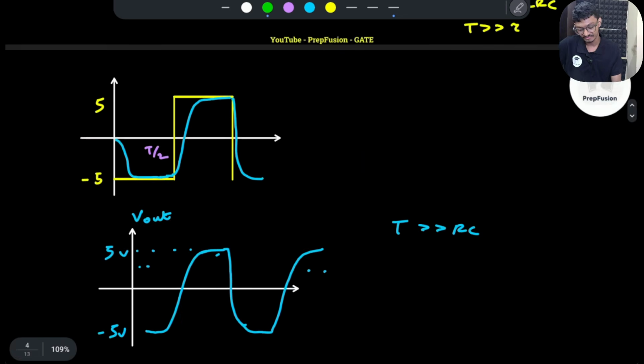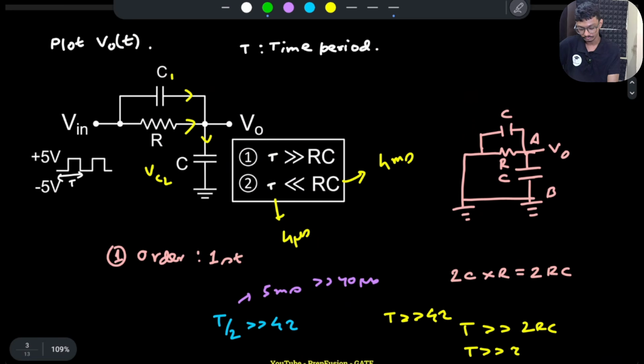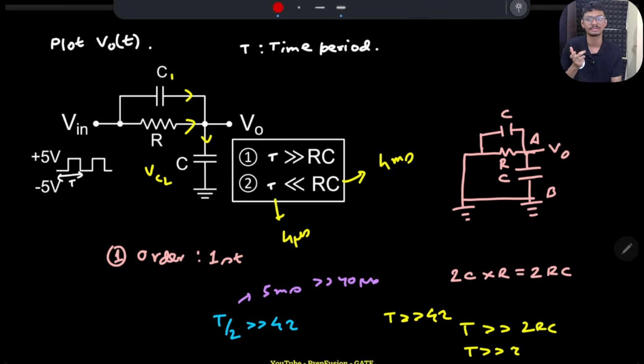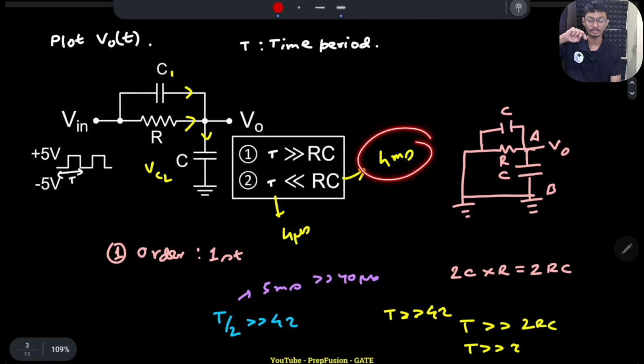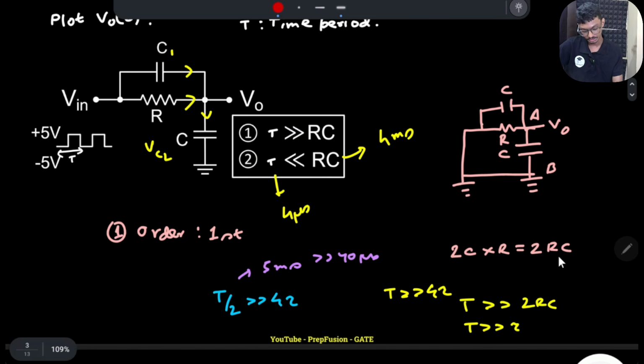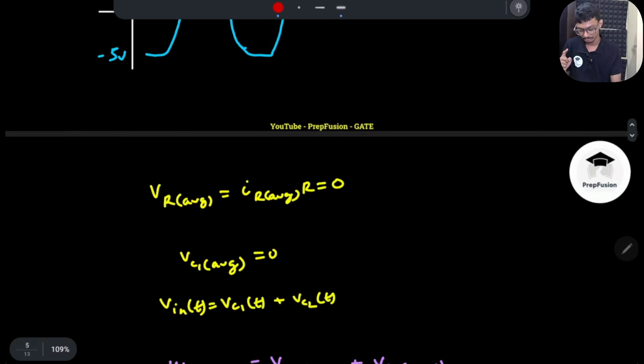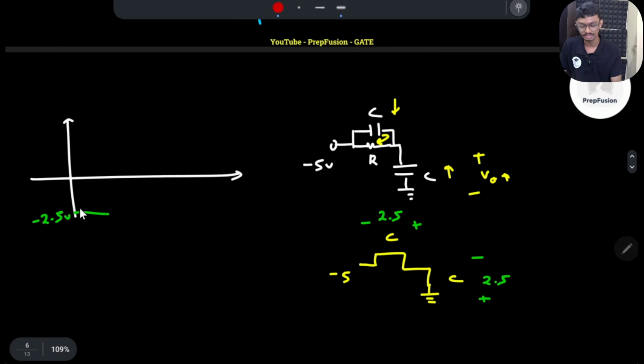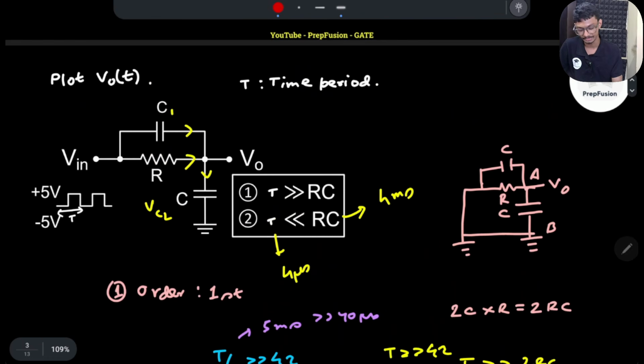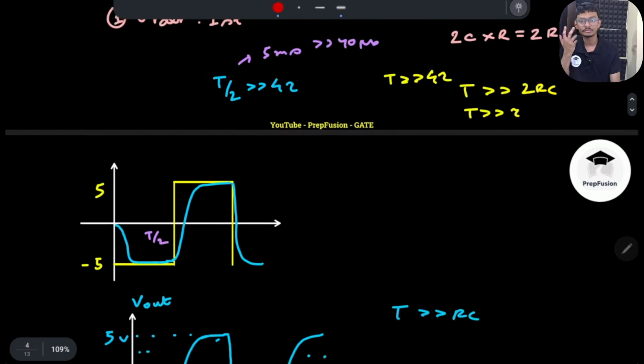But do we have enough time? I have already told you that this capital T is 4 microseconds, and this RC is 4 milliseconds. To reach steady state, I need how much? 4 RC? So not 4 RC, sorry. This is 2 RC, right? 8 RC actually. I need 8 RC. So 8 RC would be 32 milliseconds, and my minus 5 volt voltage is there only for 2 microseconds. T by capital T by 2. So we don't have enough time.